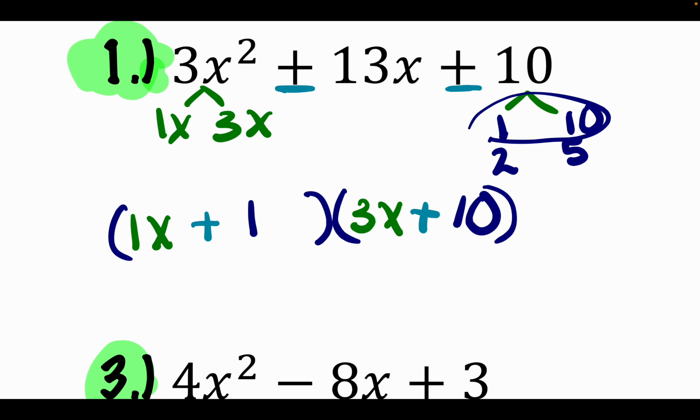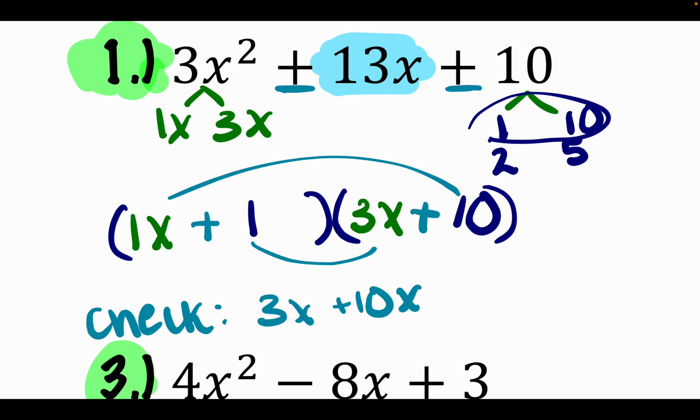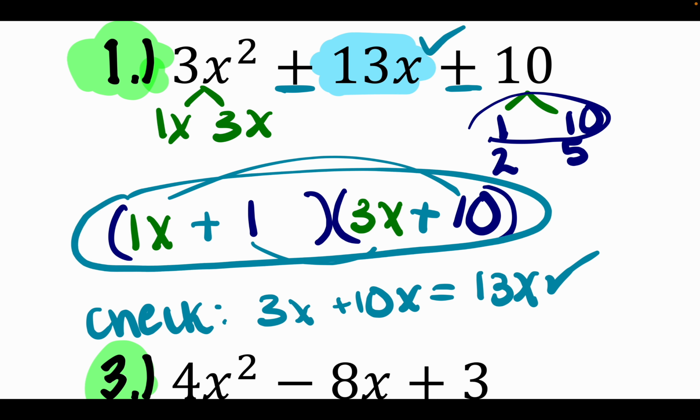Okay, now our goal of these problems is we need to check to make sure we get it back to that middle term, 13x. So let's check. And remember, we check by FOILing the two inner and the two outer. So we have a 1x and a 3x, that's 3x. Or a 1 and a 3x, that's 3x. And then a 1x and a 10, which is 10x. If we add those together, we get 13x, which checks. So this is our answer.